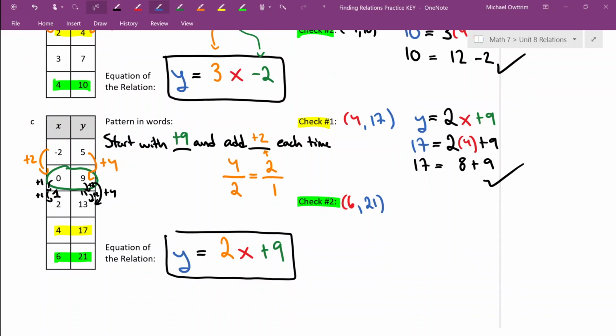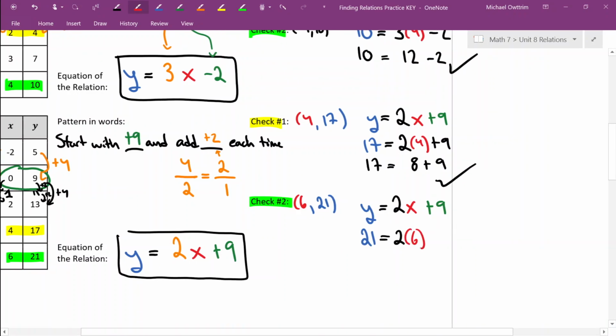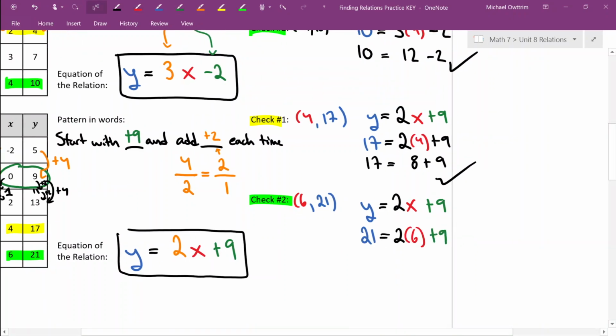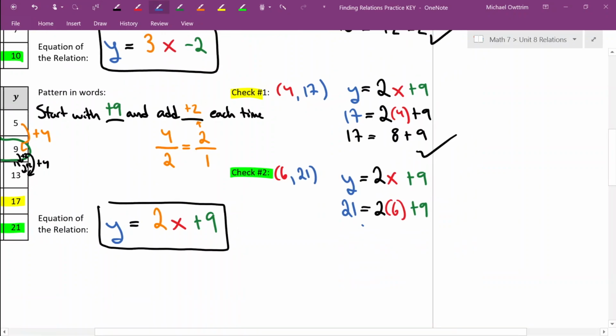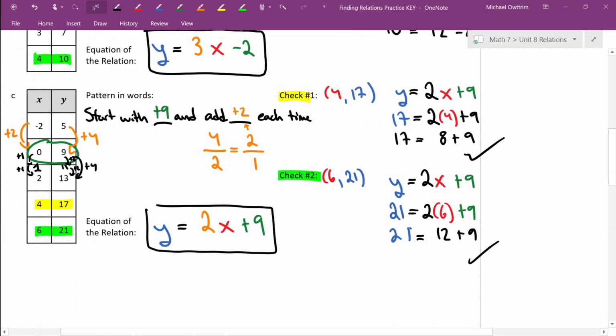In the second point, we again know that our equation that we think is correct is y equals 2 times whatever x is, and then adding 9. So the second point says a y value of 21 should be created by 2 times an x value of 6, and then adding 9. So we want to check, is 21 equal to 12 plus 9? Yes, it is. And so we know that that point worked in our equation as well.